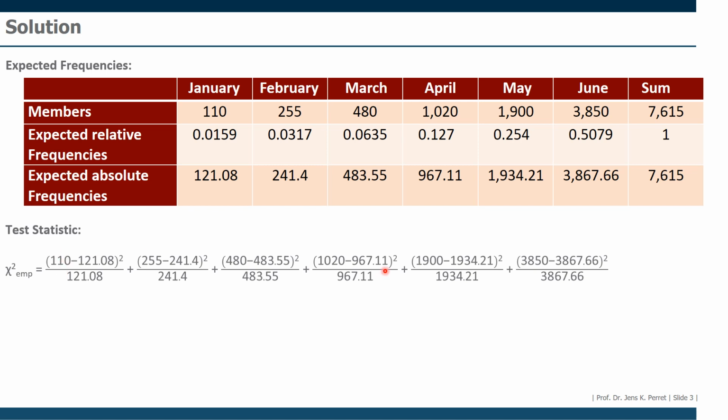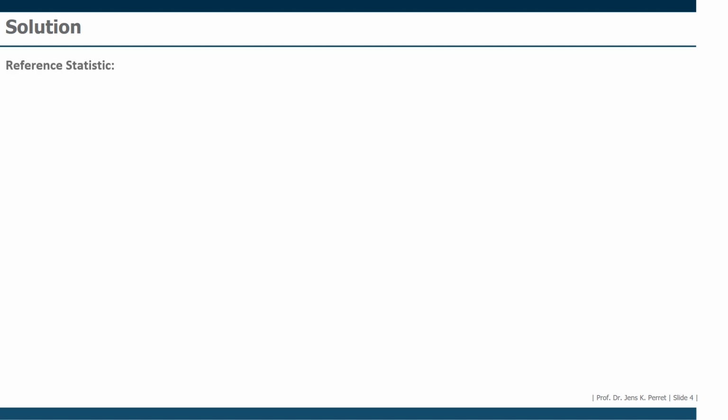Well, once we have this, we can put all of this into our calculator, giving us as a final result a value of 5.3844. So that's our test statistic. That's the value we need to conduct our test. And that's the value we're going to compare with a reference statistic. So that's actually the next step we're going to do, calculating the respective reference value or statistic.